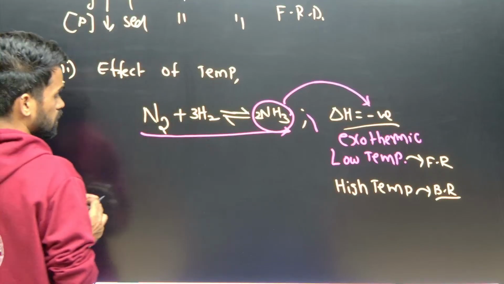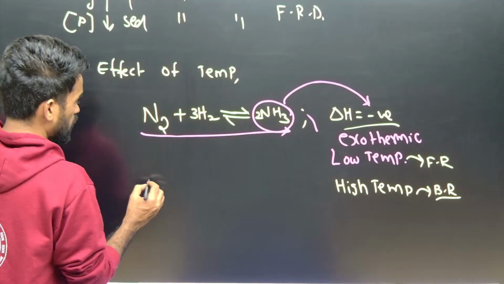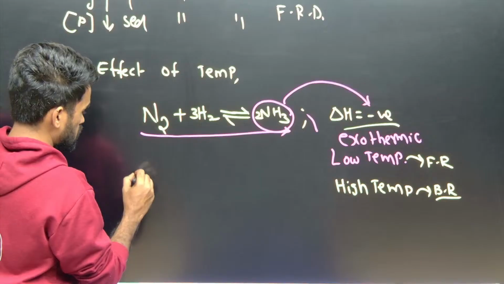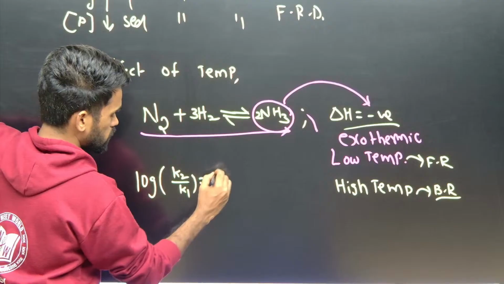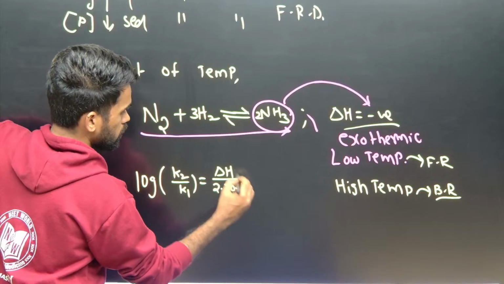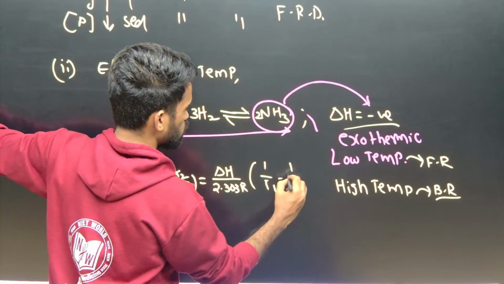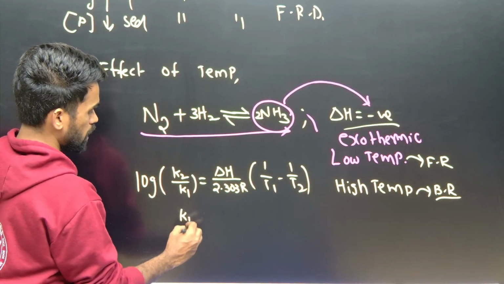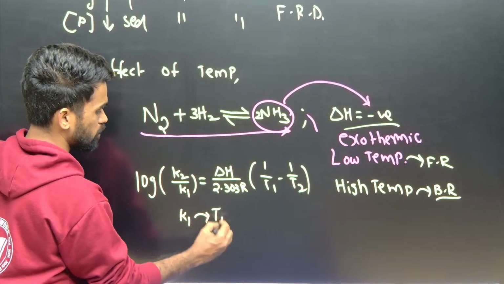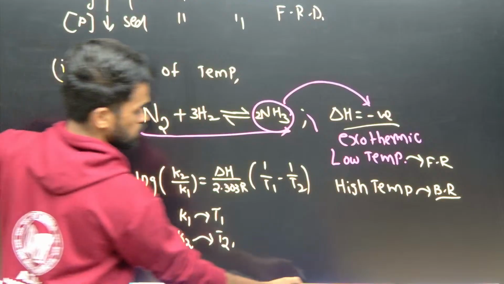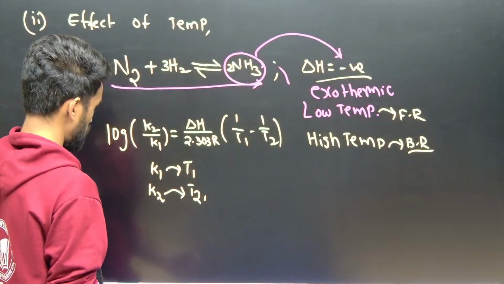Right, next, the effect of temperature on the equilibrium constant values can be given using this formula: log K2 by K1 is equal to delta H by 2.303 R times (1 by T1 minus 1 by T2). Okay, so again here, what is K1, K2? K1 is the equilibrium constant at temperature T1 and K2 is the equilibrium constant at temperature T2. Okay, that's it. So now for an exothermic reaction, these conditions are important.